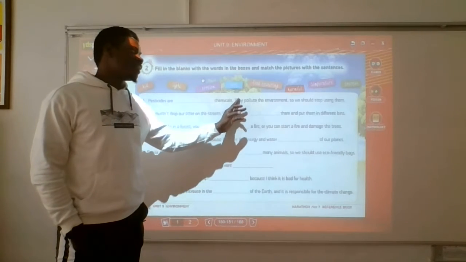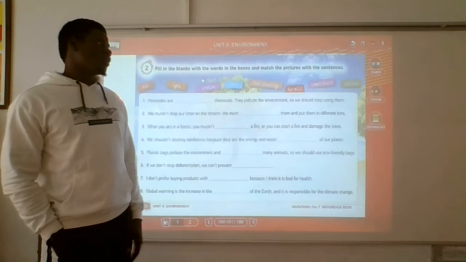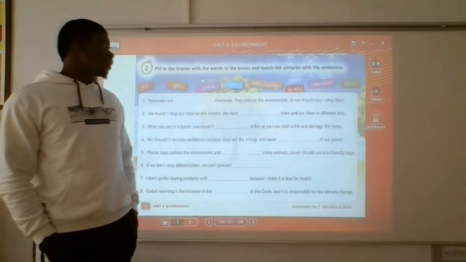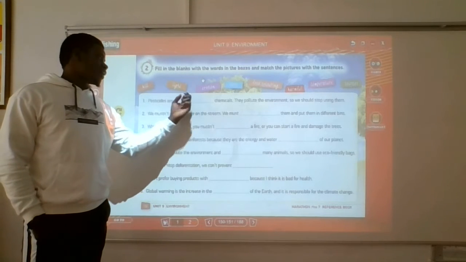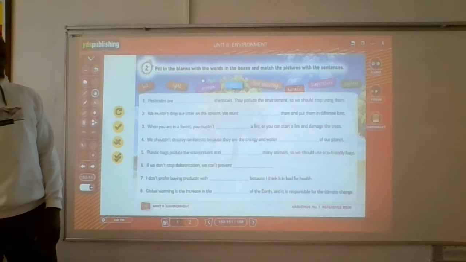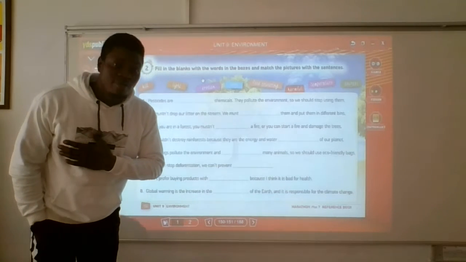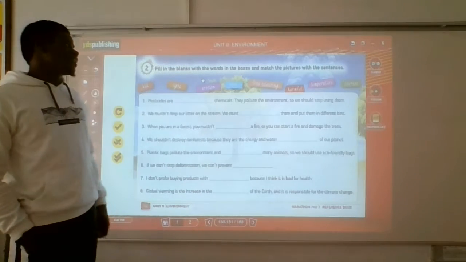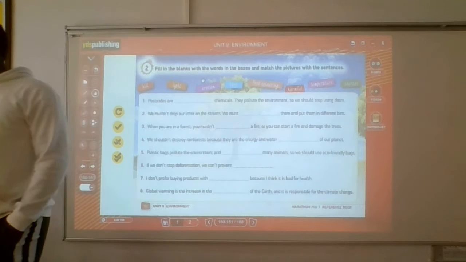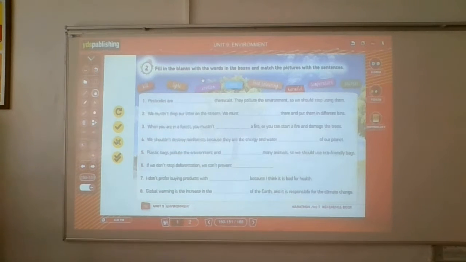They do what to the environment? They pollute the environment. So we should stop using them. Guys, can you tell me what word from this will come here? Pesticides are, anyone? Beautiful, that's good. Pesticides are harmful chemicals. Beautiful. Guys, you're going to do the rest yourself. And please, if you have any question, always contact your teachers.